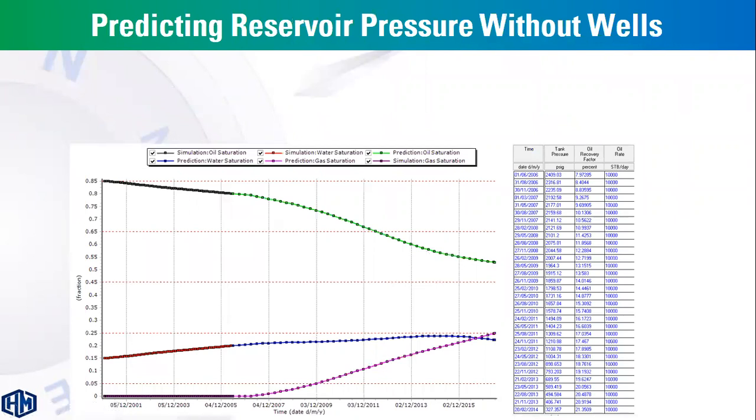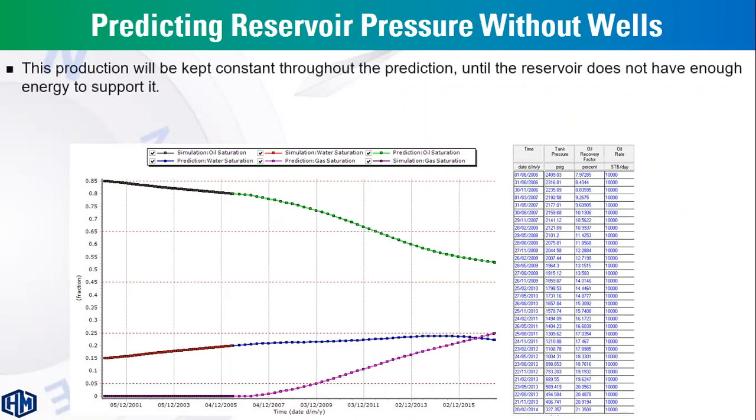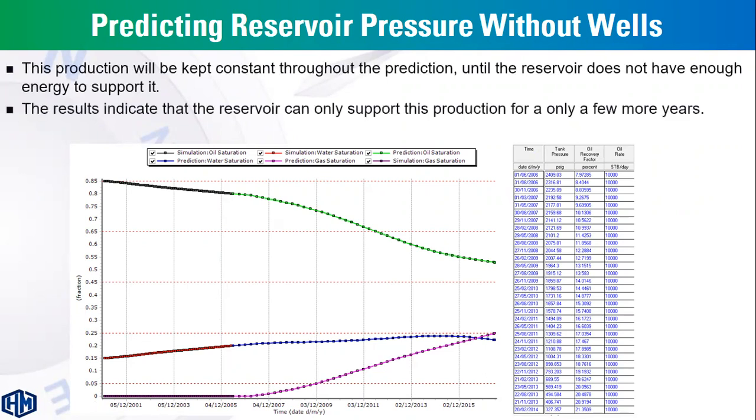For the prediction application, this is predicting the reservoir pressure without drilling any new wells. This is the prediction result, as you can see. So we can see the reservoir pressure can only support the production for a few years, as you can see from this table.